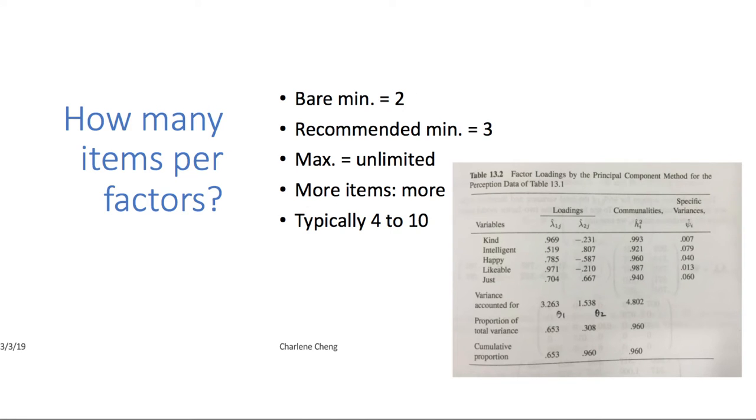How many items per factor? We have settled that we need two factors, and how could we come up with the factors? Which item should be contributing to the factor? Again, the bare minimum is 2 and the recommended is 3. Then the typical is 2 to 10.